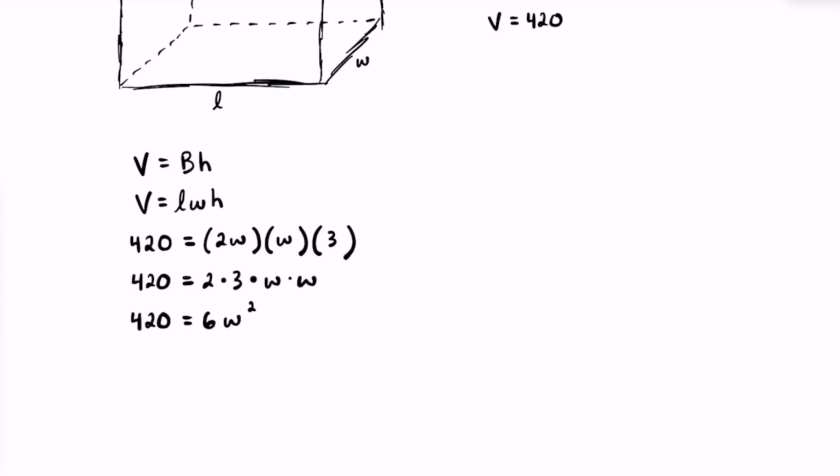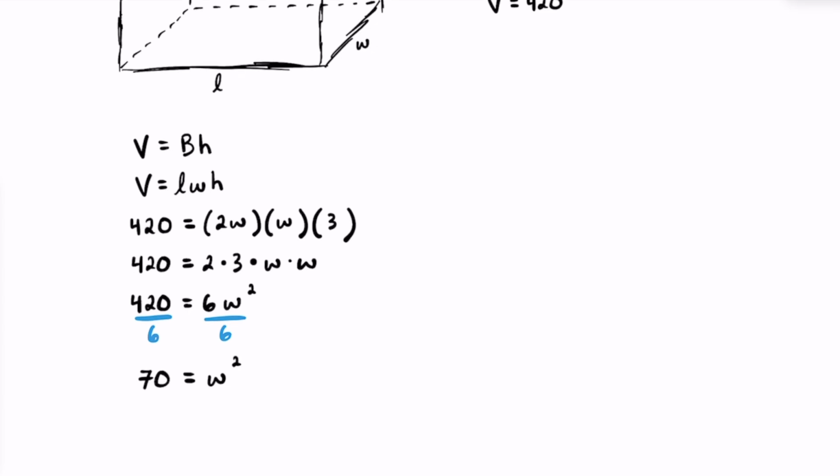Now if we're going to go ahead and solve for W, the first thing we're going to want to do is get its coefficient to be 1. So we can do that by dividing both sides by 6 using the division property of equality. Now 420 divided by 6, we know 42 divided by 6 is 7. So 420 divided by 6 is going to be 70. So we have 70 is equal to, and on the right side, 6 divided by 6 is 1. So we just have 1 W squared, or just W squared.